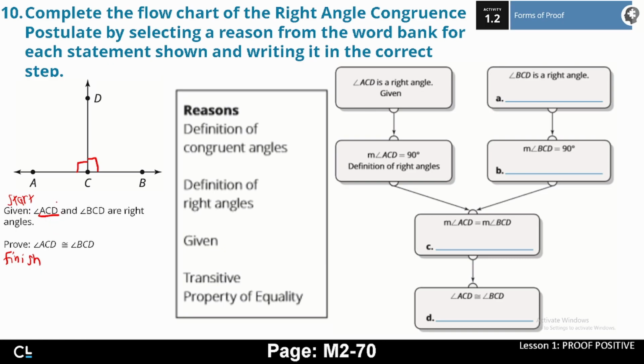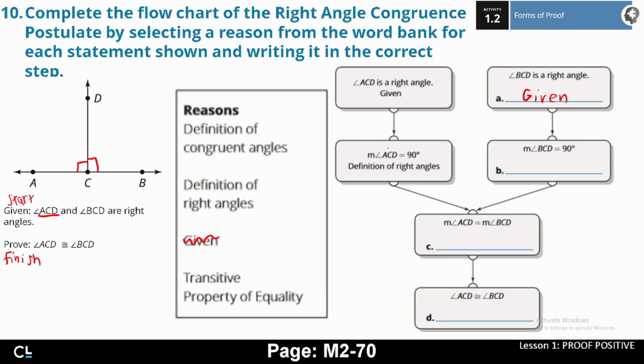So whoever wrote this problem said, I know this is true, so here's that information, I'm giving it to you. So why is BCD a right angle? For the same reason. It's given to us, right? And it's in our reasons bank, right there. So we're going to get rid of that one.